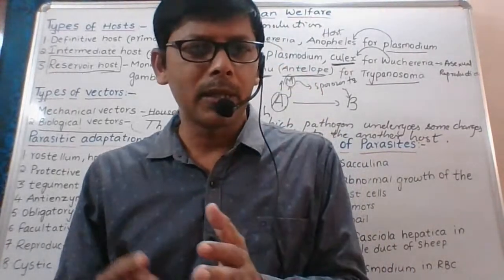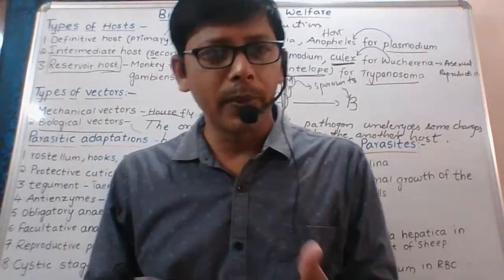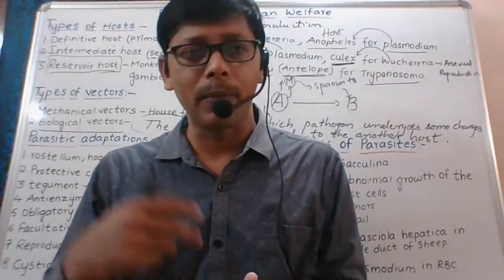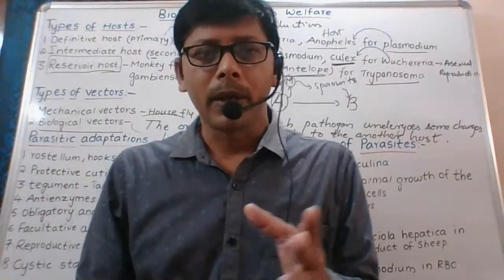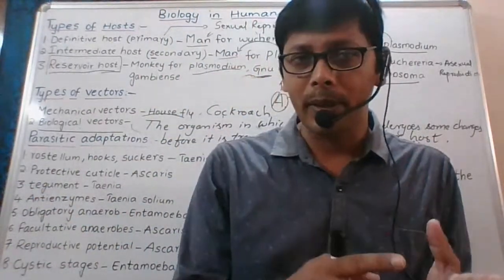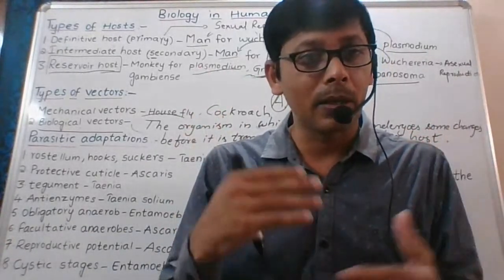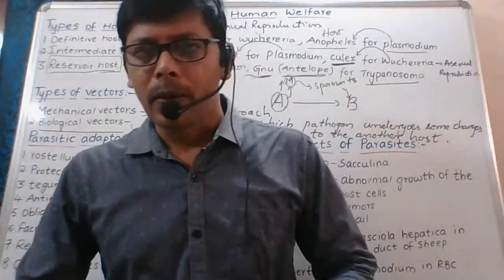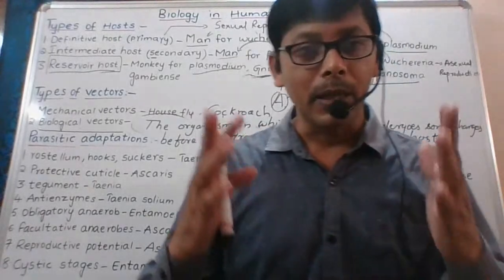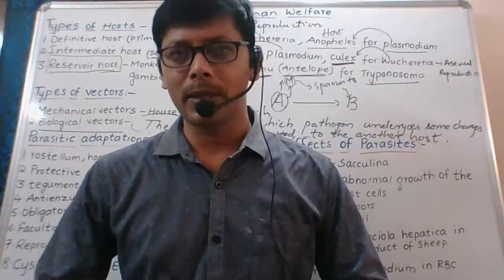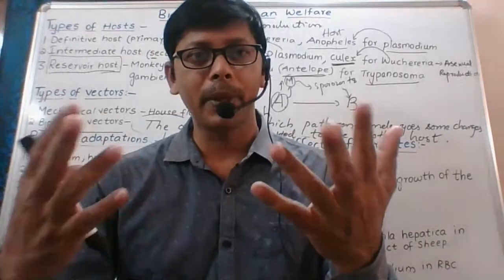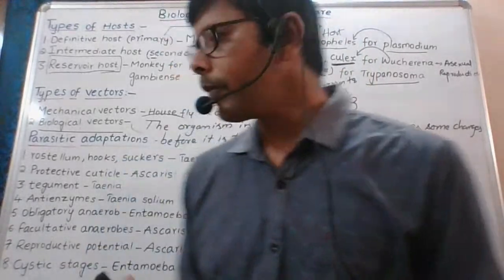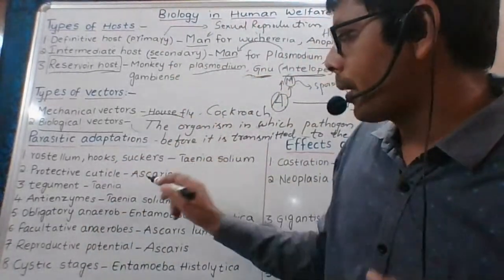Whatever the organism may be, wherever it is living, whether it is an aquatic habitat, freshwater, brackish water or marine habitat, or a terrestrial habitat, whether it is living in a desert or in a forest, they have to show some adaptations in order to survive there. Parasites also, for example Ascaris: the habitat for Ascaris is our intestine. Our intestine is a habitat for so many organisms, for example Ascaris lumbricoides.